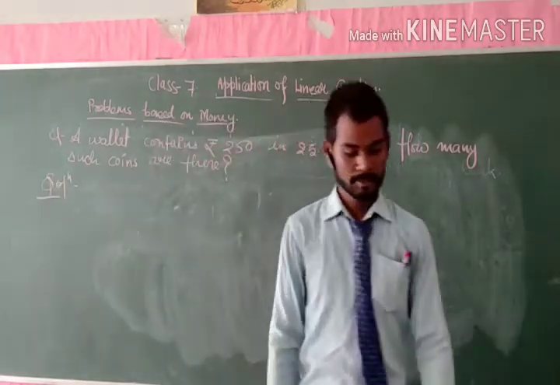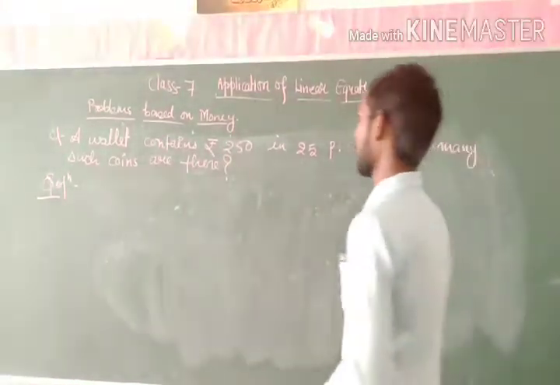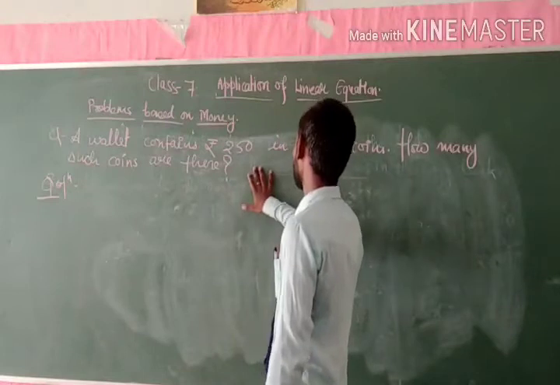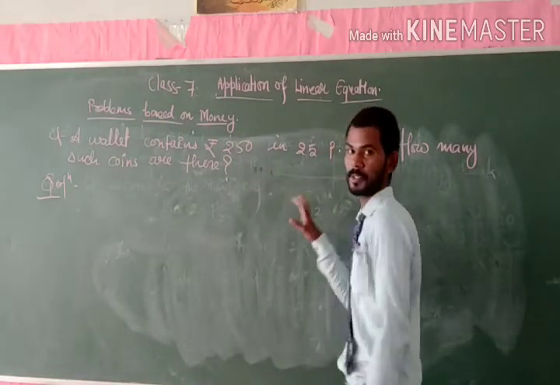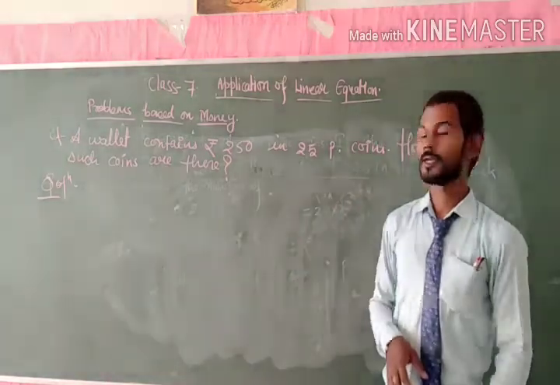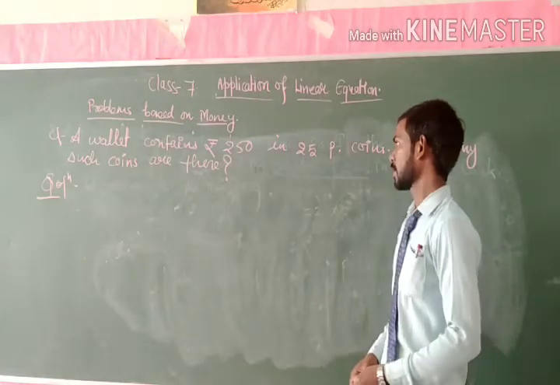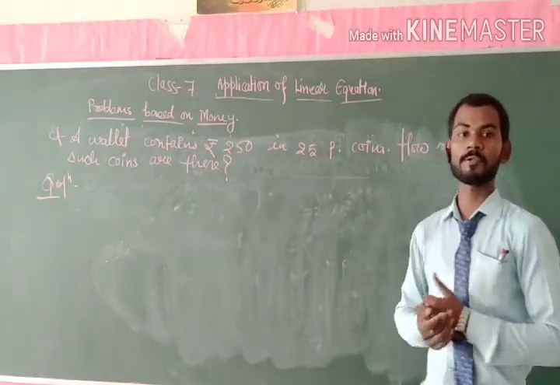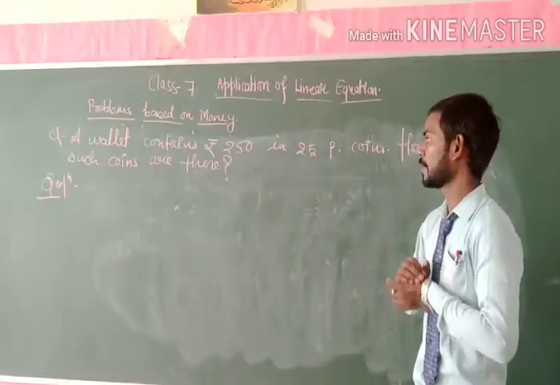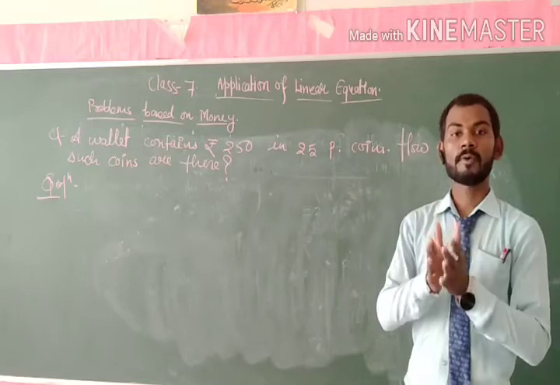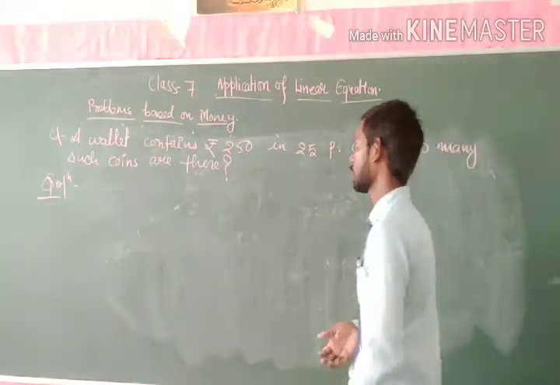The problem is very simple. Let us see its solution. The problem is a wallet contains 250 rupees in 25 paise coins. That means in a wallet there are only coins of 25 paise, which makes 250 rupees in total. And so we have to find here the total number of coins of 25 paise. So let us start.